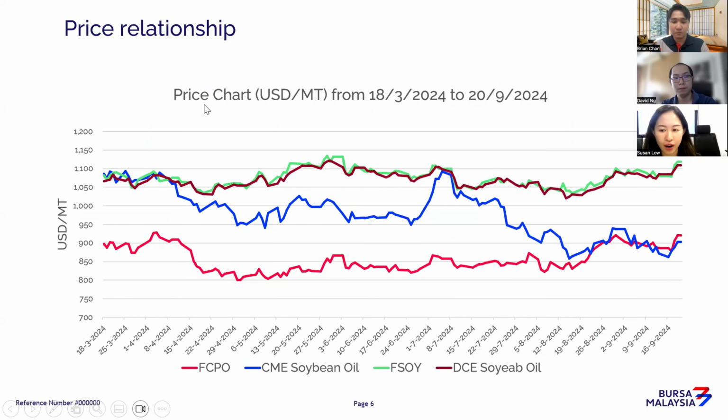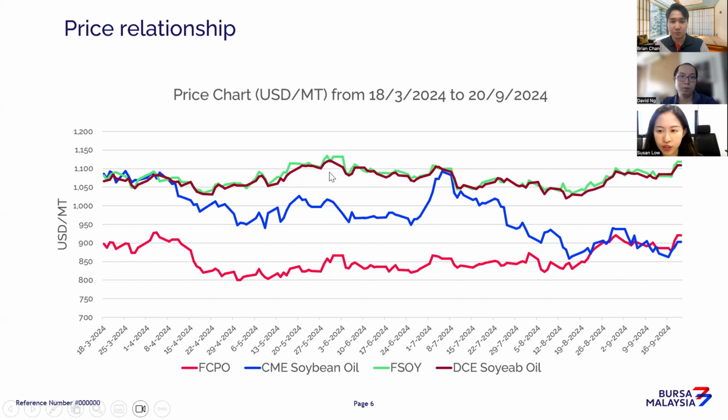Here's a chart showing a price relationship of how the whole thing works. The red line here is the FCPO price quoted in US dollar per metric ton. CME soybean oil is blue, FSoy is green, and DCE soybean oil is in this brown color. You can see that FSoy and DCE soybean oil prices move in tandem because they're the same product. We license it, so the price should move in the same direction, as closely as possible.